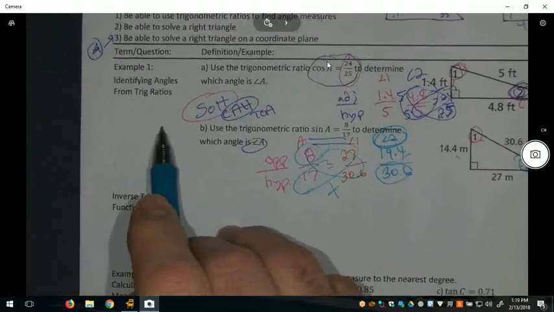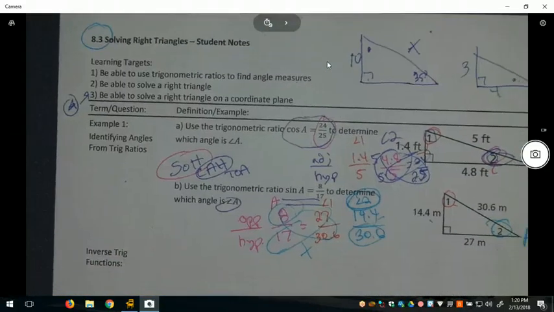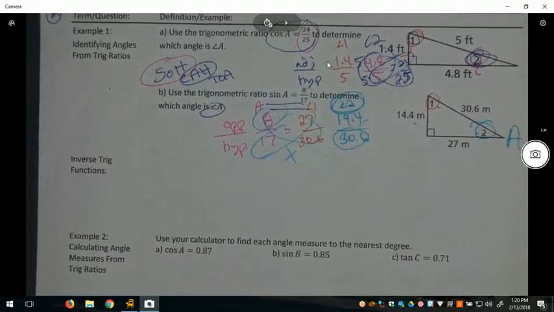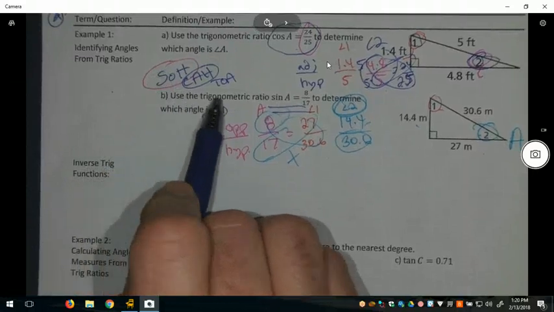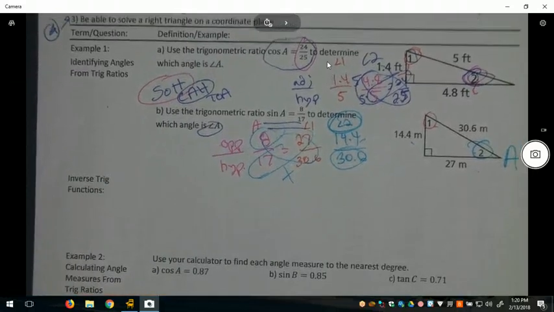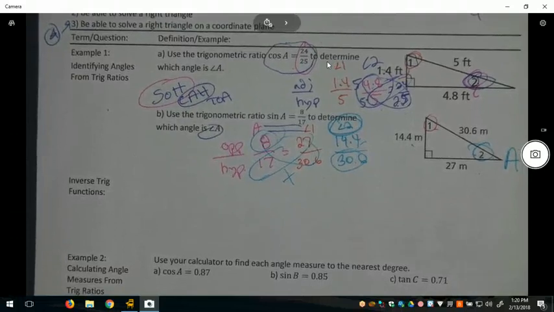If you need some additional examples for this, they can be found in section 8.3 of the geometry textbook. Inverse trig functions. There are actually more than just sine, cosine, and tangent. There are 3 trigonometric functions. A function is something that has a relation.